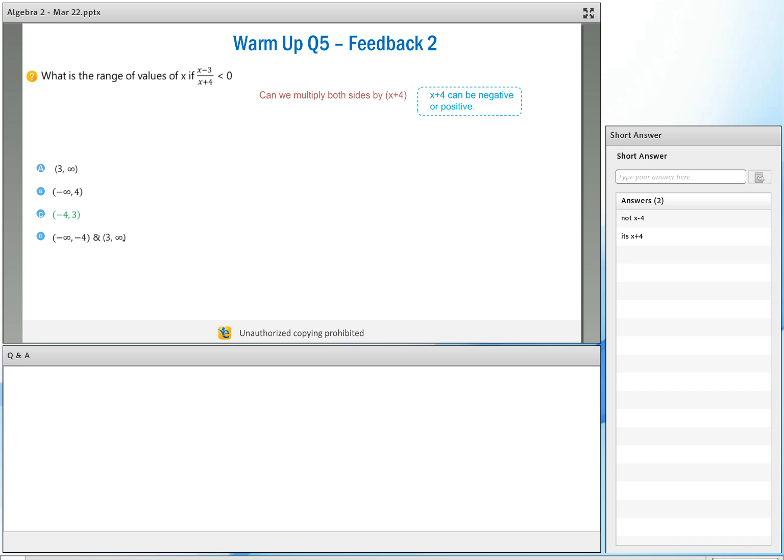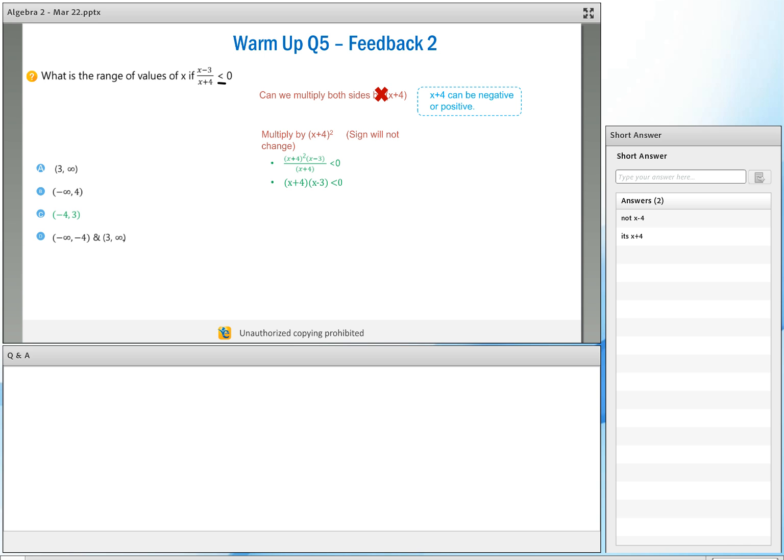Why? Because if x plus 4 is positive, then we don't need to worry about changing the sign of this inequality. If x plus 4 is negative, then we do have to. So clearly we can't multiply both sides by x plus 4. But how about x plus 4 whole square? In the context of the GMAT, the square of a number is always positive. So that's something we can do. We can multiply both sides by x plus 4 whole square.